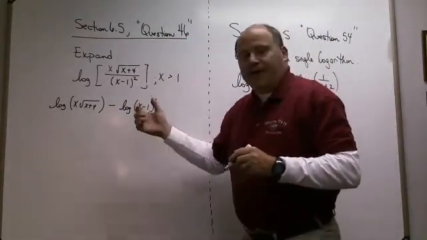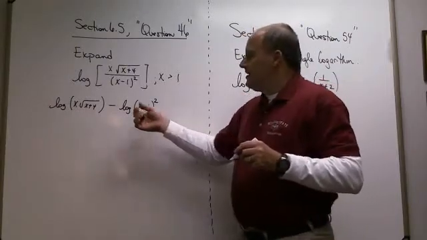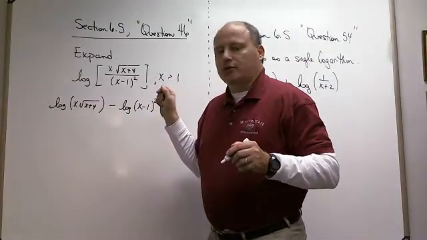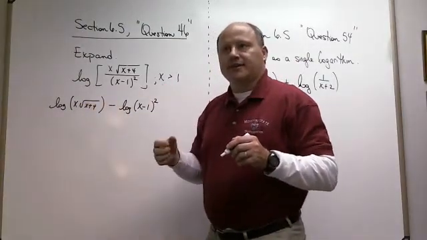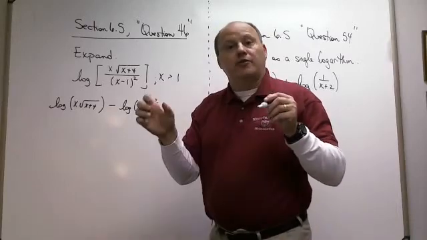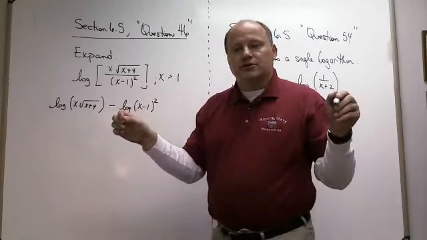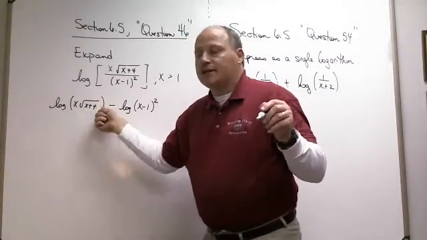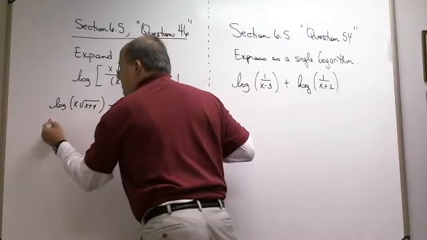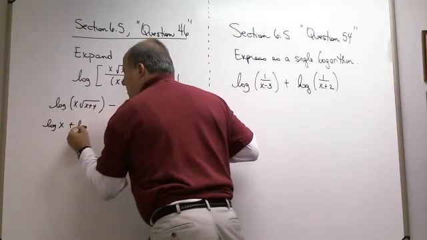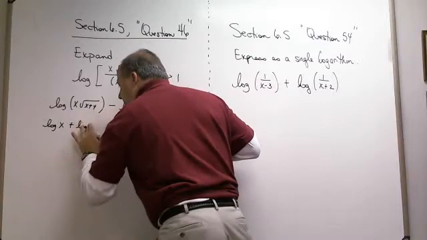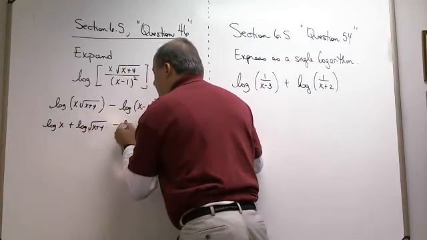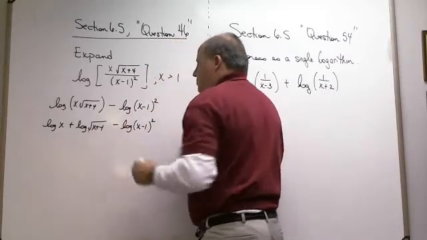Now, you already have multiple logs, you see. So now this one is the log of x times the square root of x plus 4. So this is a product. So the product rule says that the log of the product of 2 things is the sum of those 2 logs. So in other words, the log of this product would be log of the first plus the log of the second. So this becomes the log of x plus the log of the square root of x plus 4, minus the log of x minus 1 squared.